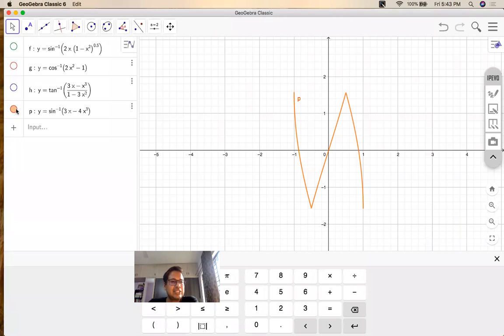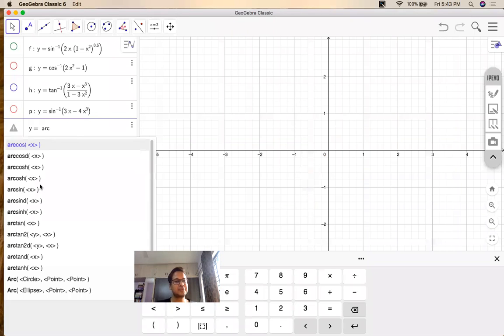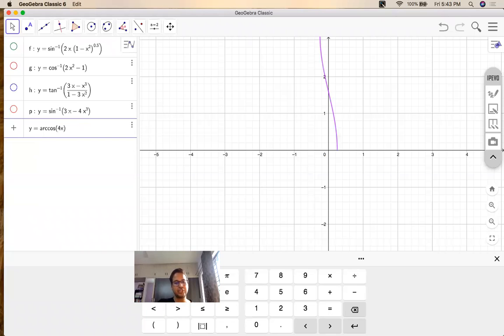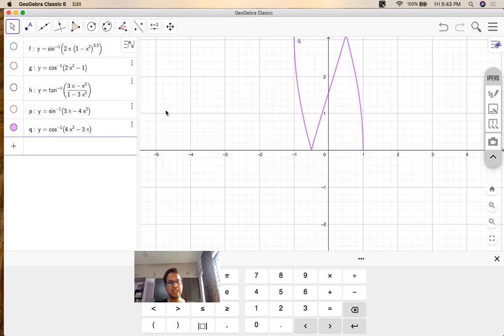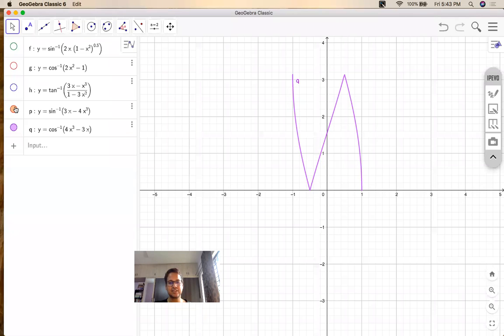So let's do this. Y is equal to arc cos of 4x cube minus 3x. Okay. If I switch on both the graphs, you'll see the shift. Okay, so you'll be able to appreciate the pi by 2 shift.